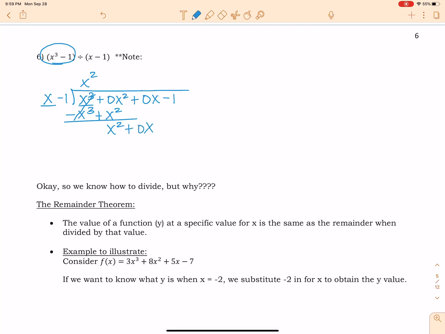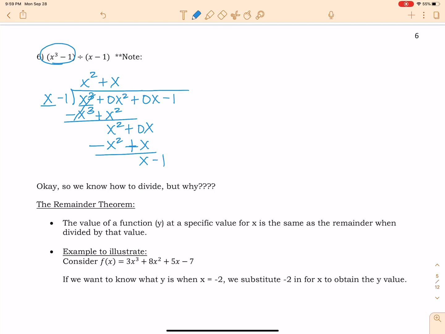X times what gives me x squared? That would be a positive x. So x squared, x times negative 1, negative x. My signs change, negative, positive. 0 plus 1 again is just 1x. I bring down the negative 1.